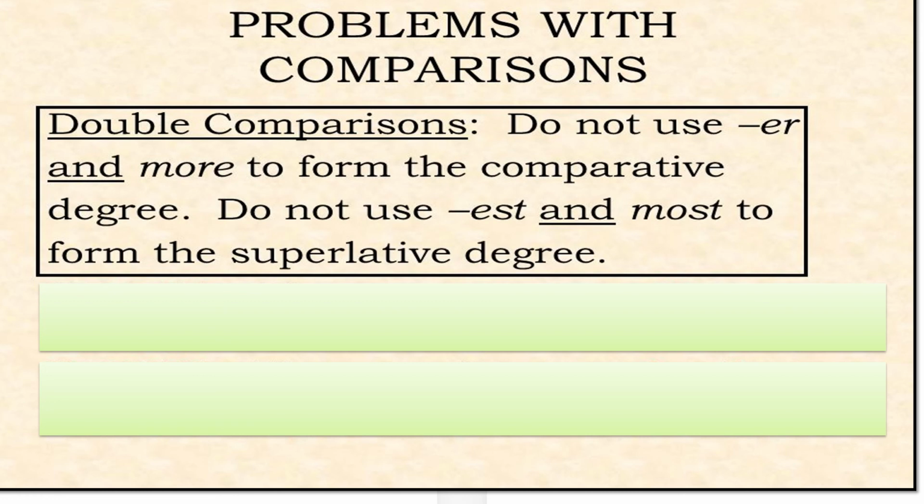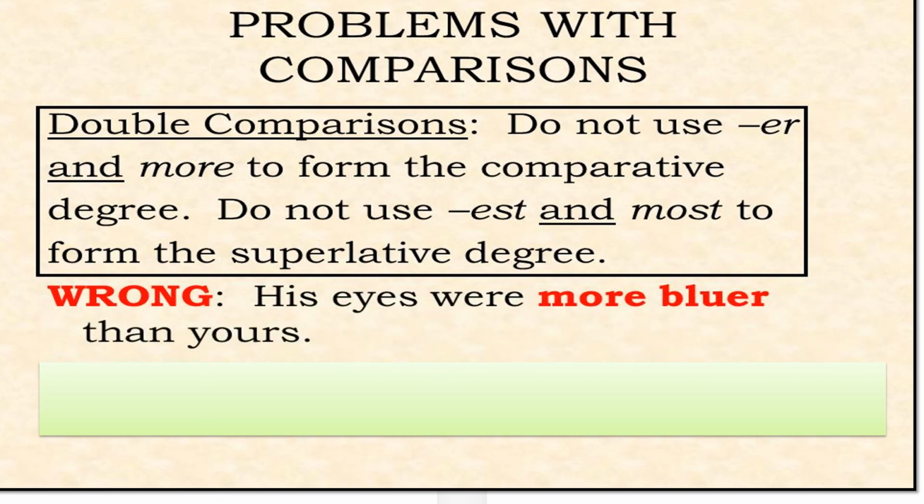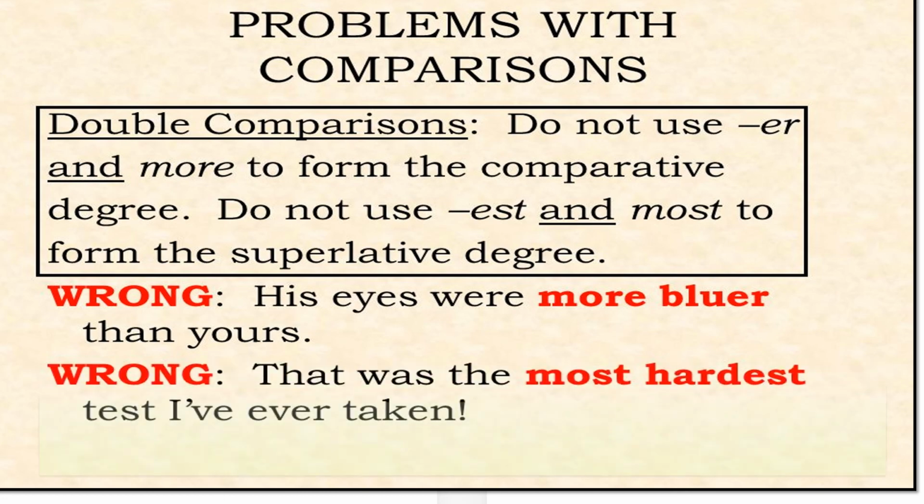Never do double comparison. That is, do not use ER and more to form the comparative degree. Do not use ER and more at the same time, or do not use EST and most to form the superlative degree. For example, see the wrong sentence. His eyes were more bluer than yours. Do not use more and bluer at the same time in one sentence in comparative degree. Or, that was the most hardest test I have ever taken. So don't use most and hardest, with est, at the same time in one sentence.